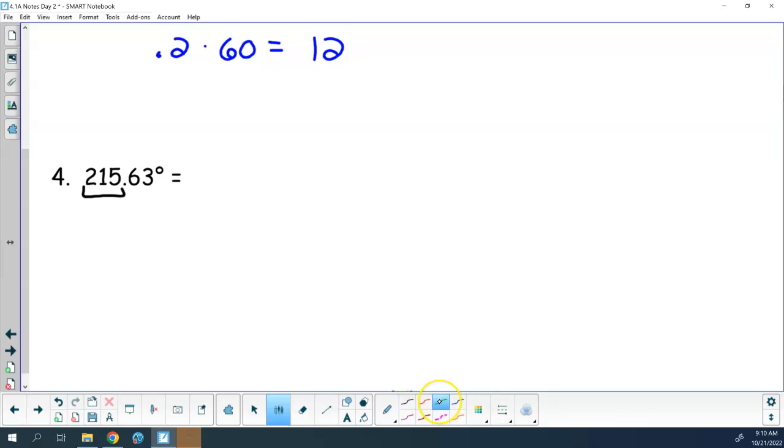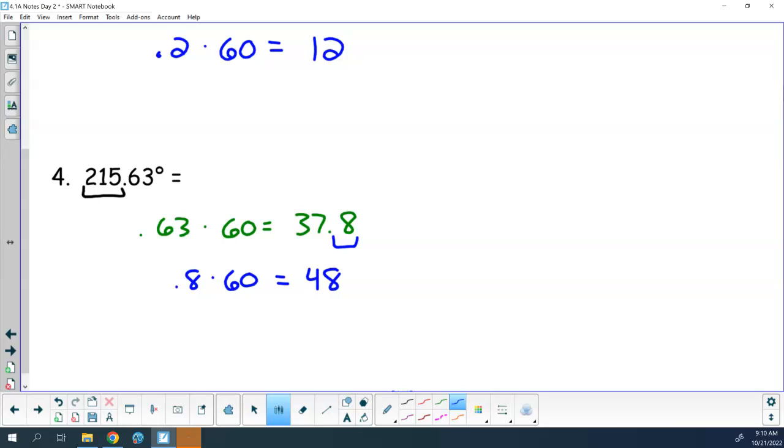215 is 215. 0.63 times 60 is going to be 37.8. 0.8 times 60 is going to be 48. So this becomes 215 degrees, 37 minutes, 48 seconds. Yes? Good times.